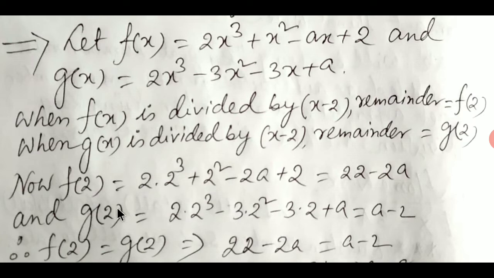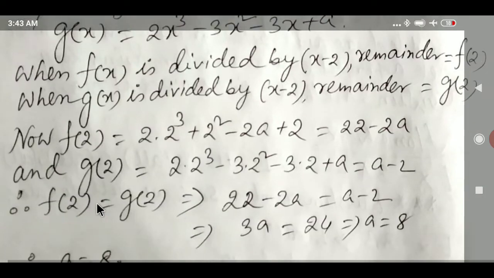Now f(2) equal to, put x equal to 2 in f(x), so it is 22 minus 2a. Now g(2) is 2 into 2 cube minus 3 into 2 square minus 3 into 2 plus a, that is a minus 2. Just put the value x equal to 2 in g(x) and calculate. It is a minus 2.